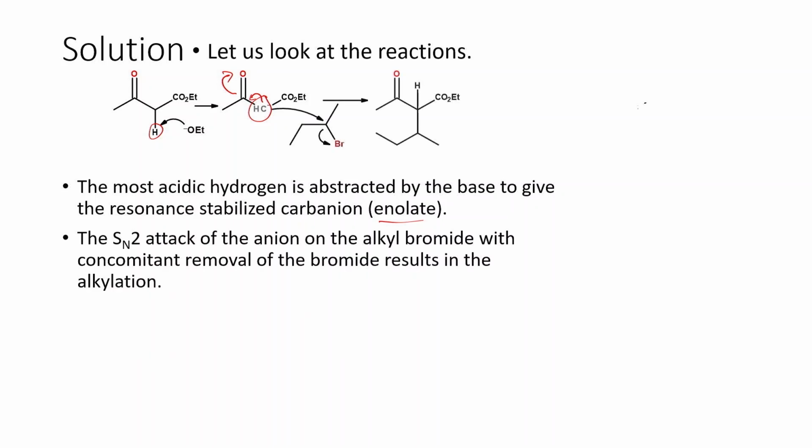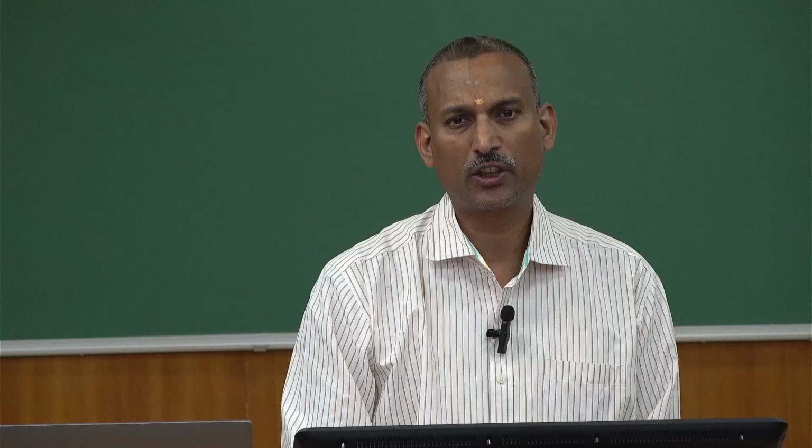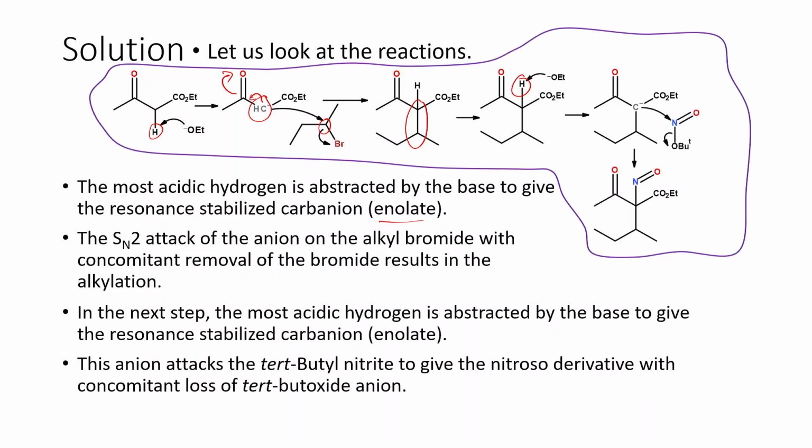So then this anion undergoes an SN2 attack on the alkyl bromide. So the bromide group is lost with the concomitant formation of the CC bond that is formed here. So this is how the alkylation actually takes place in the methylene carbon. So in the next step, one more equivalent of sodium ethoxide is involved. So that again abstracts the another most acidic hydrogen atom that ends up with the carbon ion formation. So this carbon ion can exist again as an enolate formation.